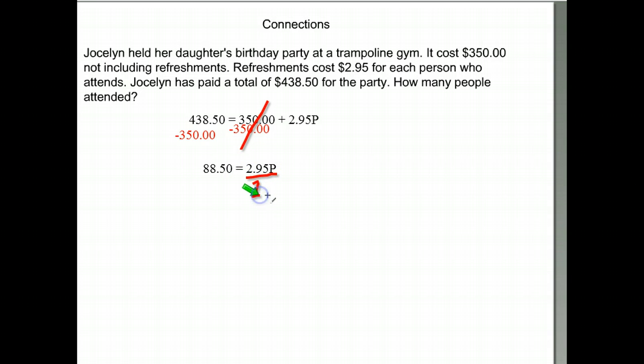Oh, very good. So we find out that she must have had, excuse me, not 50, 30 people at the party. We take 88.50 divided by 2.95. Very good. There were 30 people at this party.